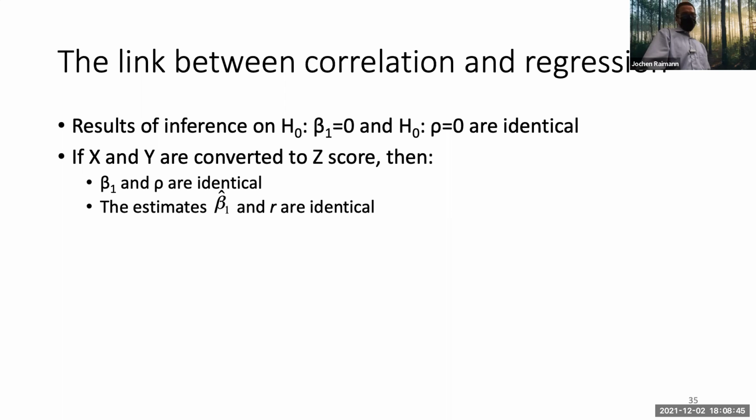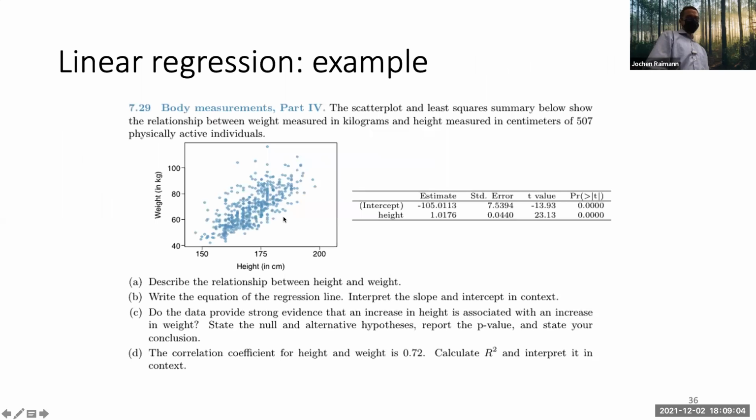So, results of inference on the null hypothesis beta 1 equals 0, and the null hypothesis rho equals 0, are identical. If x and y are converted to z-scores, then beta 1 and rho are identical, and the estimates of beta 1 and r are identical. So it's the same in a way.